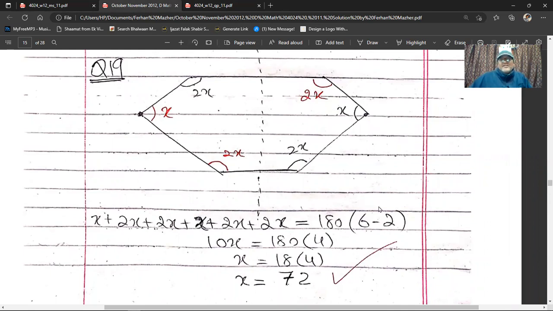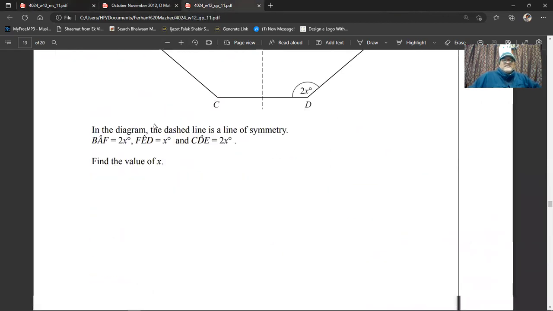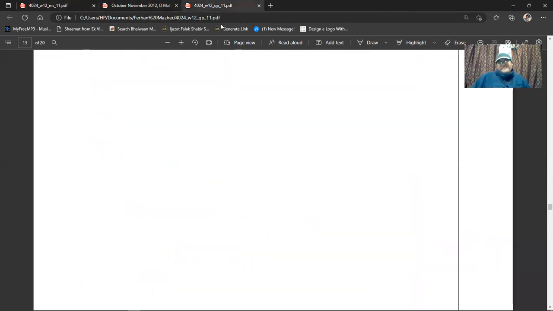If you do not remember, the formula is 180 into n minus 2, and n means the number of sides, that will be 6. 6 minus 2 will be 4, 4 into 180. You add up all these angles, that will be equal to this. So 10x will be equal to 180 into 4. So x will be equal to 18 into 4. So x will be equal to 72. So the x value is 72. Hopefully you understand. This is the solution of question number 19.